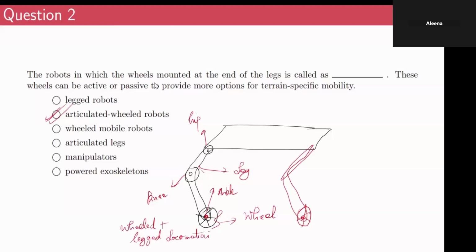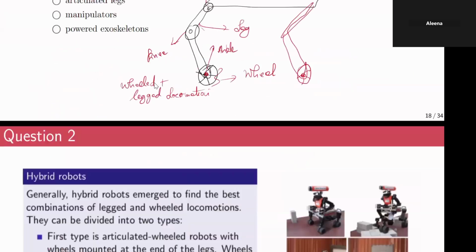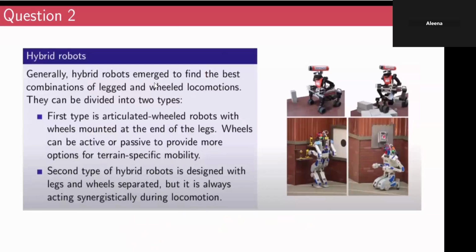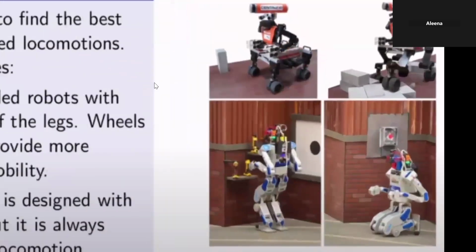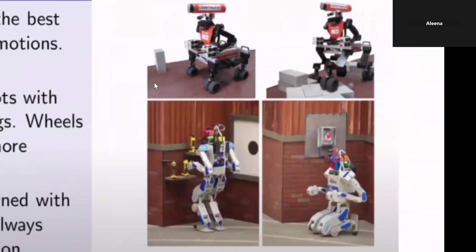Yeah, so let me know if more explanation is required. Otherwise, the correct answer is articulated wheel robots. Yeah, so I hope this image is clear. These are a few examples.